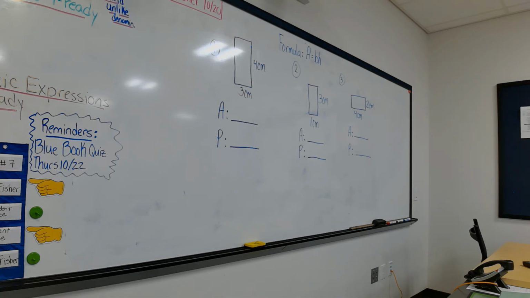So that's for your area. So area, you're going to do 3 times 4. For this one, you're going to do 1 times 3. For this one, you would do 4 times 2. So perimeter, you add up all the sides.